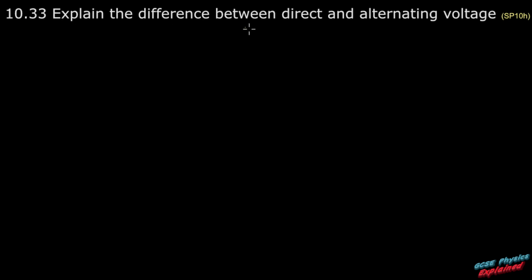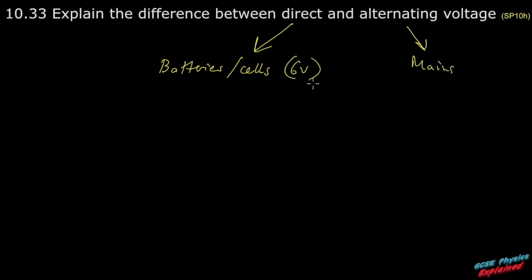33. Explain the difference between direct and alternating voltage. So direct voltage, that is batteries and cells. Alternating voltage, that's the mains. Batteries and cells are usually about 6 volts. The mains in England is 230 volts.